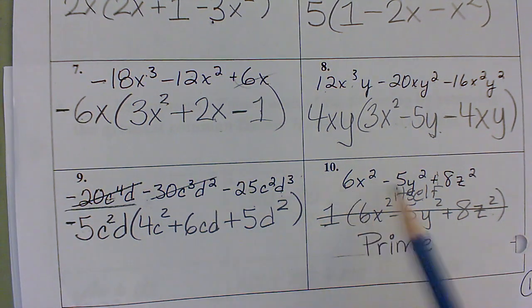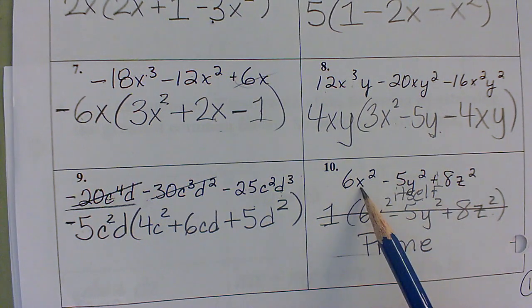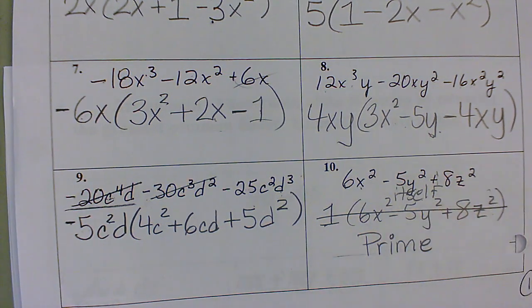There's nothing common between 6, 5, and 8. This one has an x squared. That one has a y squared. This one has a z squared. There is nothing that's the same. And therefore, I write prime.